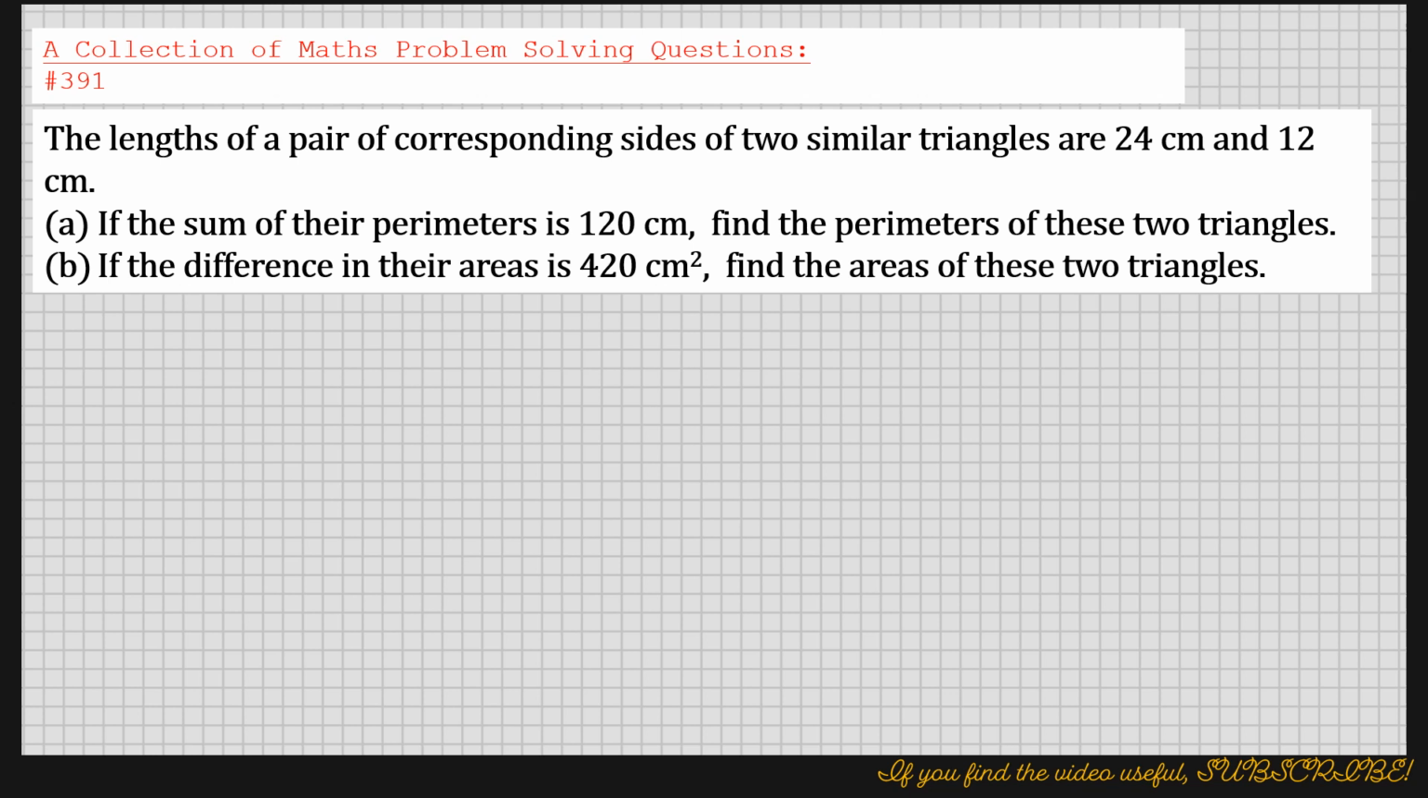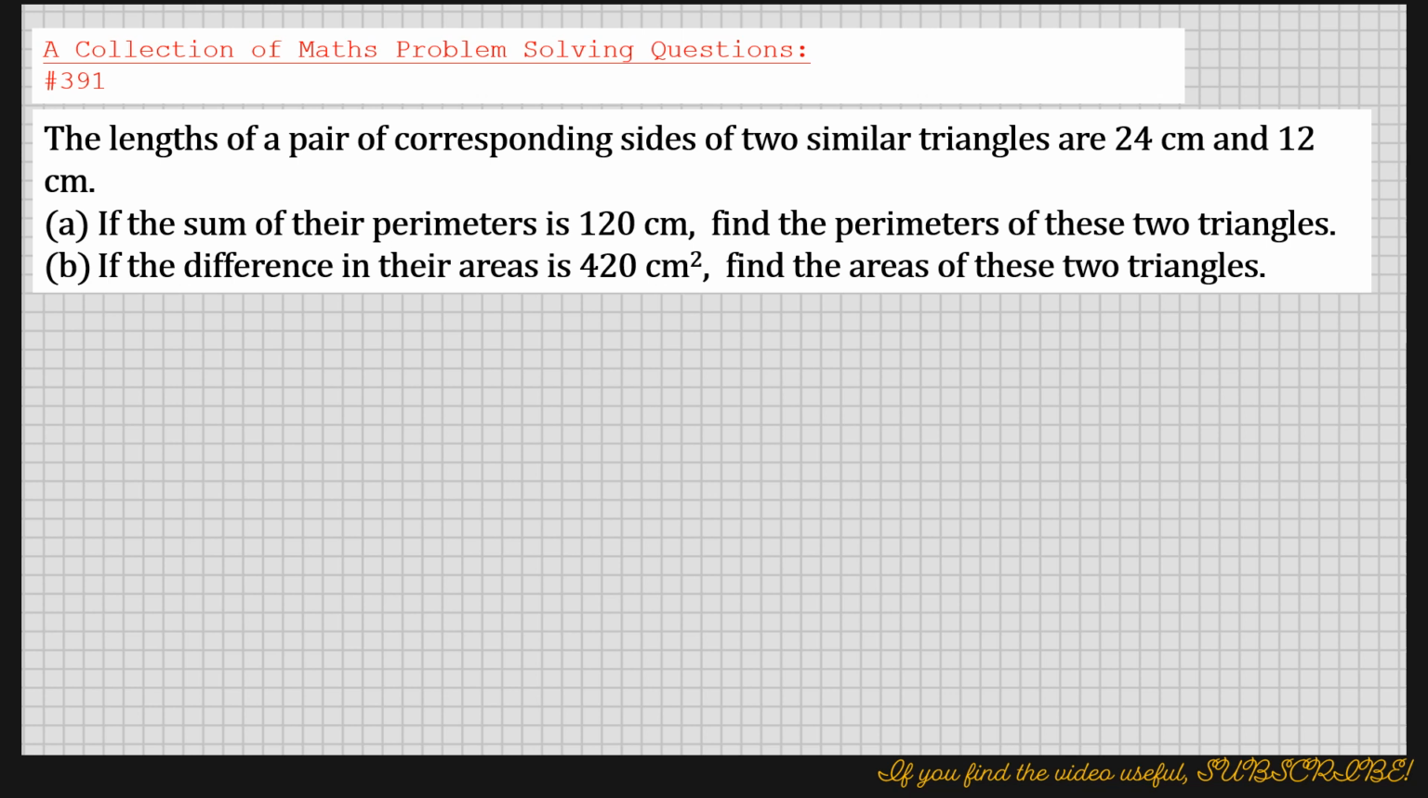The lengths of a pair of corresponding sides of two similar triangles are 24 cm and 12 cm. If the sum of their perimeters is 120 cm, find the perimeters of these two triangles. If the difference in the areas is 420 cm square, find the areas of these two triangles.